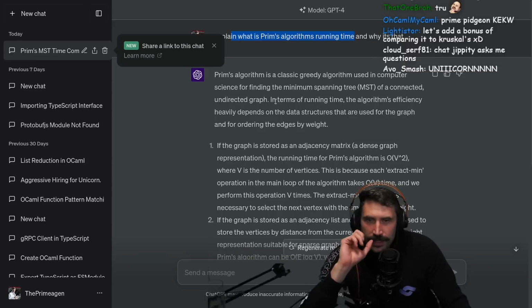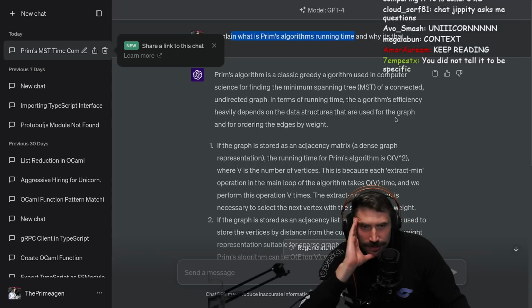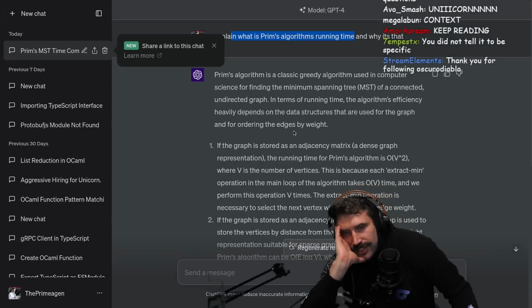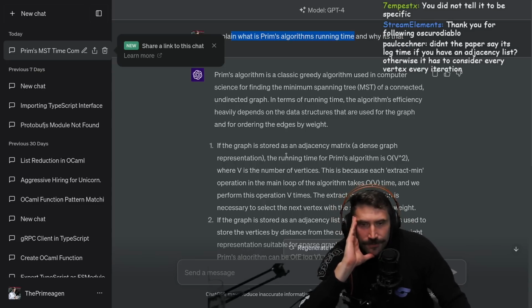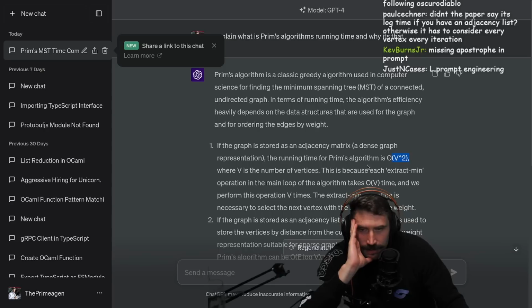In terms of running time, the algorithm's efficiency heavily depends on the data structures used for the graph and the ordering of the edges by weight. If the graph is stored as an adjacency matrix, a dense graph representation, the running time for Prim's algorithm is V squared, where V is the number of vertices. This is because each extract min operation in the main loop of the algorithm takes V time.